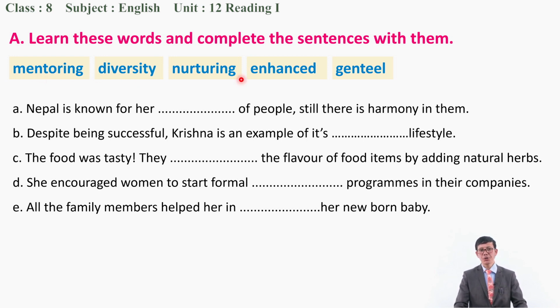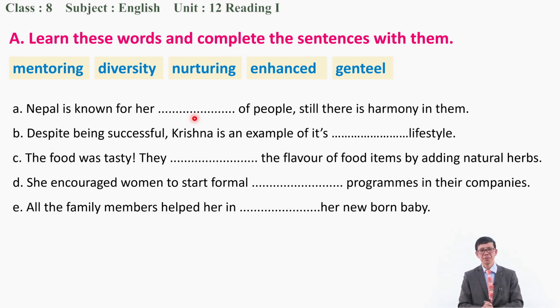Diversity, nurturing, enhanced, gentle. Now, can you please complete the following sentences using these words from the text that we just read? Let's have a look at A. Nepal is known for her people. Still there is harmony in them. Can you please guess which word? Okay, which of these words is suitable to complete the first sentence? Nepal is known for her.